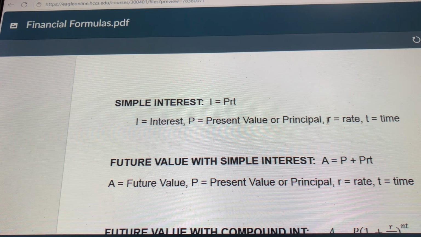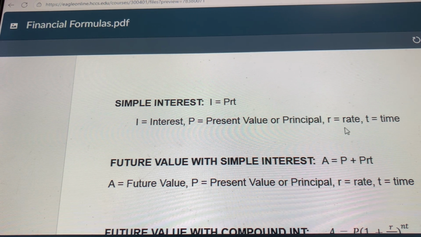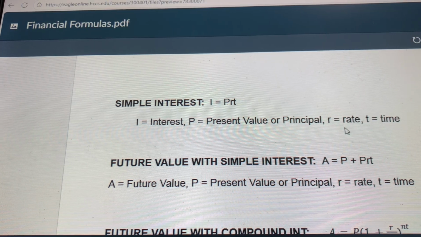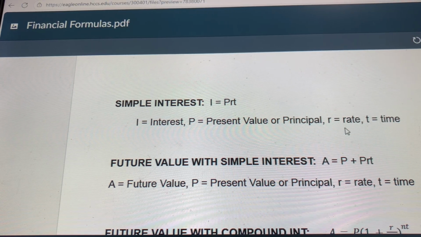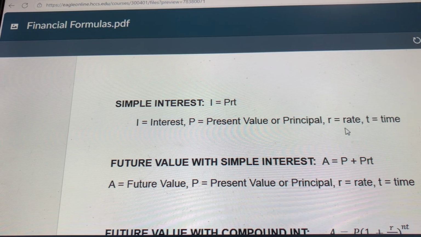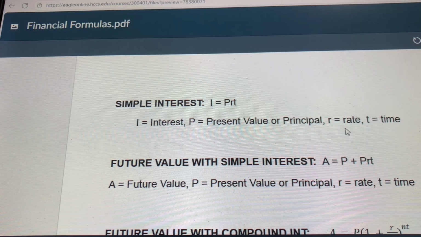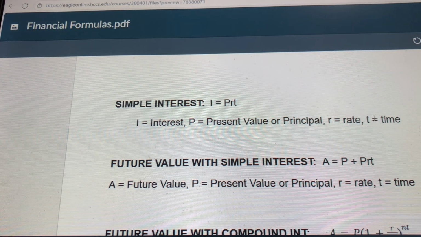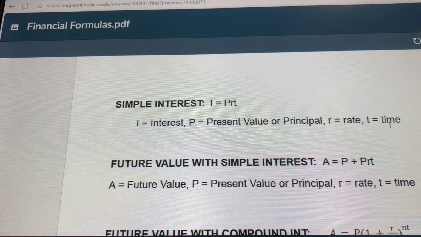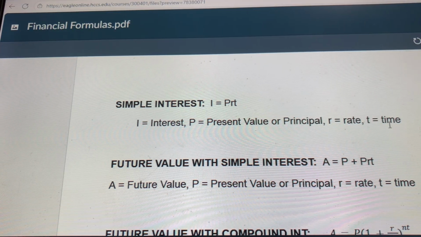R is the interest rate, and they almost always quote the problem in a percentage, but then you need to work in a decimal while you're calculating. That's why in the first section of this chapter, we spent a lot of time changing things from percents to decimals and back and forth. And then T is time, but it has to be in years for the formula to work. So if they don't give you years, we have to adjust for that.